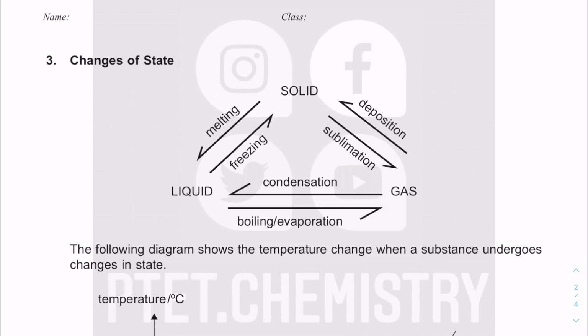This is section 3 on changes of state, one of the key areas identified by the syllabus. Each of these terms you are supposed to know what they mean. All right, so solid to liquid is a change called melting. Liquid to solid is called freezing. Liquid to gas, here they call it boiling or evaporation.